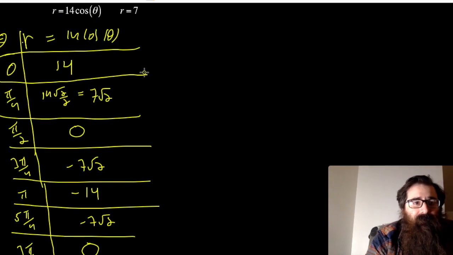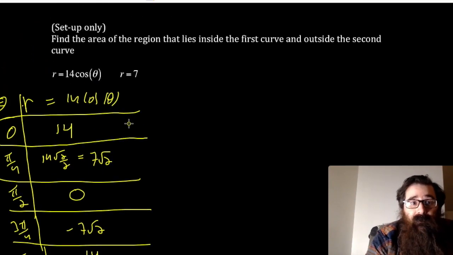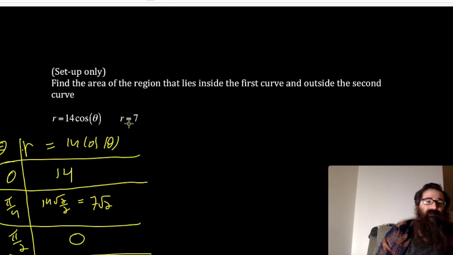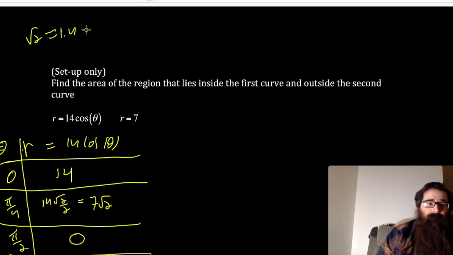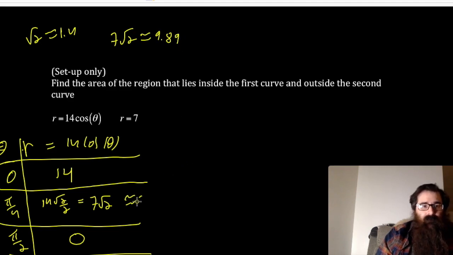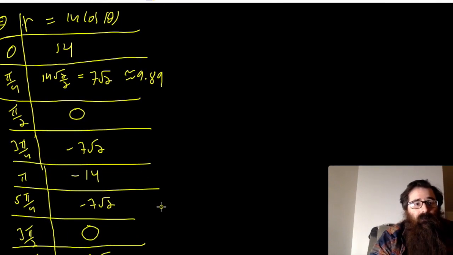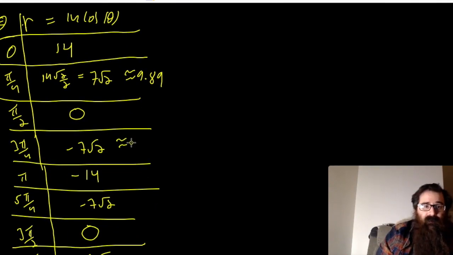So let's go ahead and take a look at some approximate values for these. Remember what we said, square root 2 is about 1.4. So 7 times square root 2 is about 9.8. It's somewhere, I think, a bit closer to 9.89. I want a decimal approximation that's a bit more reliable. This would be about negative 9.89.